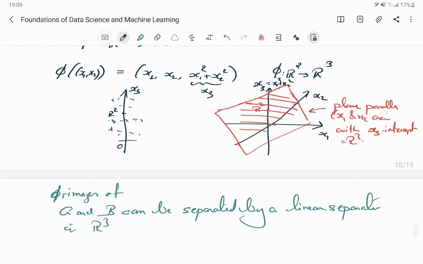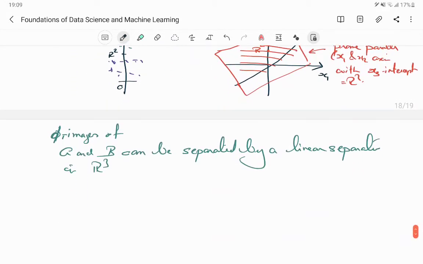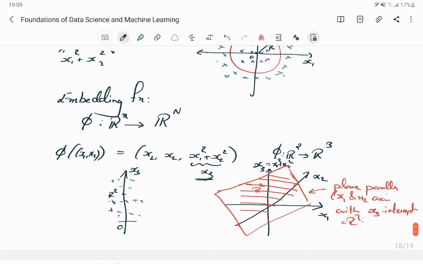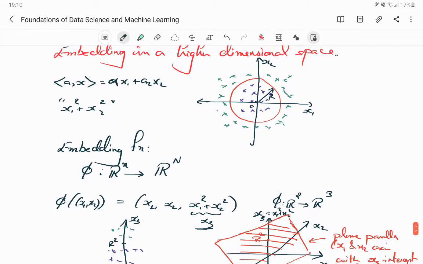Now, what is the first question here? How did we identify this third coordinate to be x1 squared plus x2 squared? We looked at this picture, and from our intuition we understood that this is a good choice. But human beings can do this up to a maximum of 3 dimensions. What if your data is in a million dimensional space?